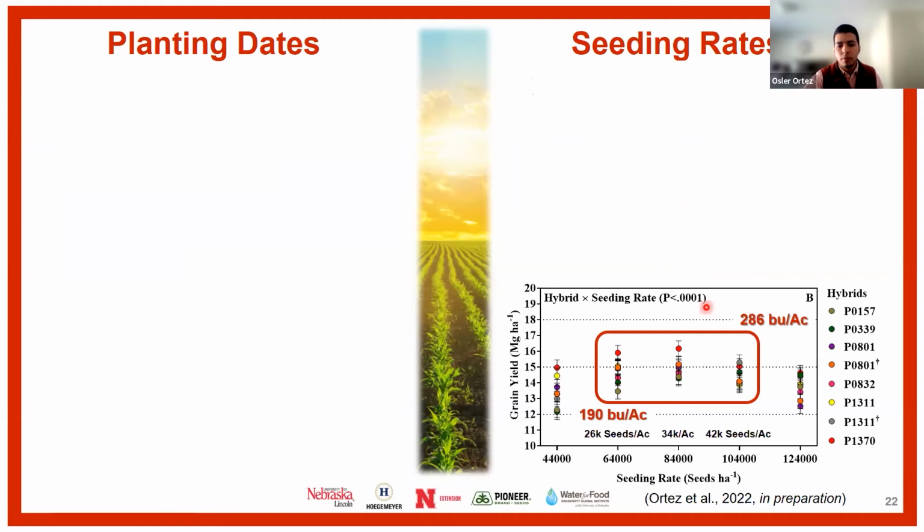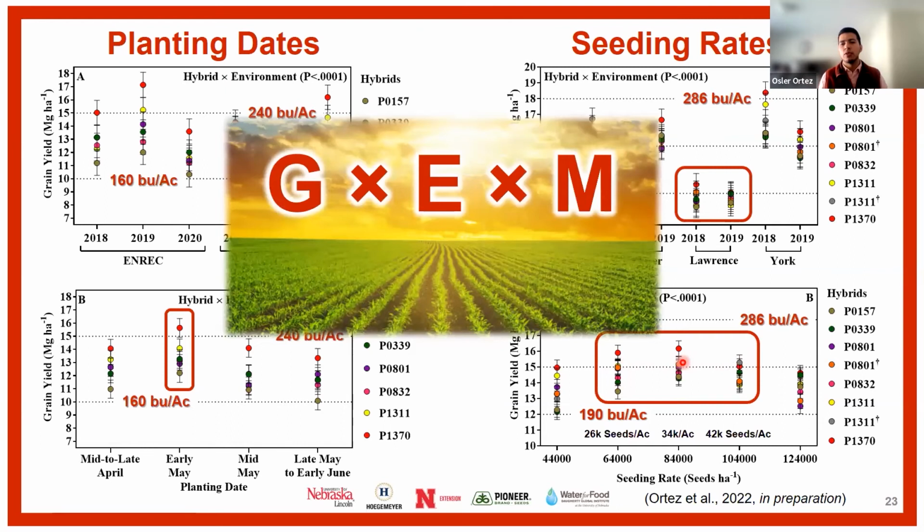Moving on, for grain yield and seeding rates, we are ranging from 26,000 as an example, 34,000 in the middle, and 42,000 and more. We see that the optimum seeding rate is about that 34,000 range. In some instances, what you get with 26,000 can be comparable to 34,000, or 42,000 can be comparable to 34,000, depending on the conditions. The main point that I want to draw from this slide is that all of this is driven by multiple dynamics: hybrids, the environmental conditions that we have, and the management practices that we are implementing in our system.